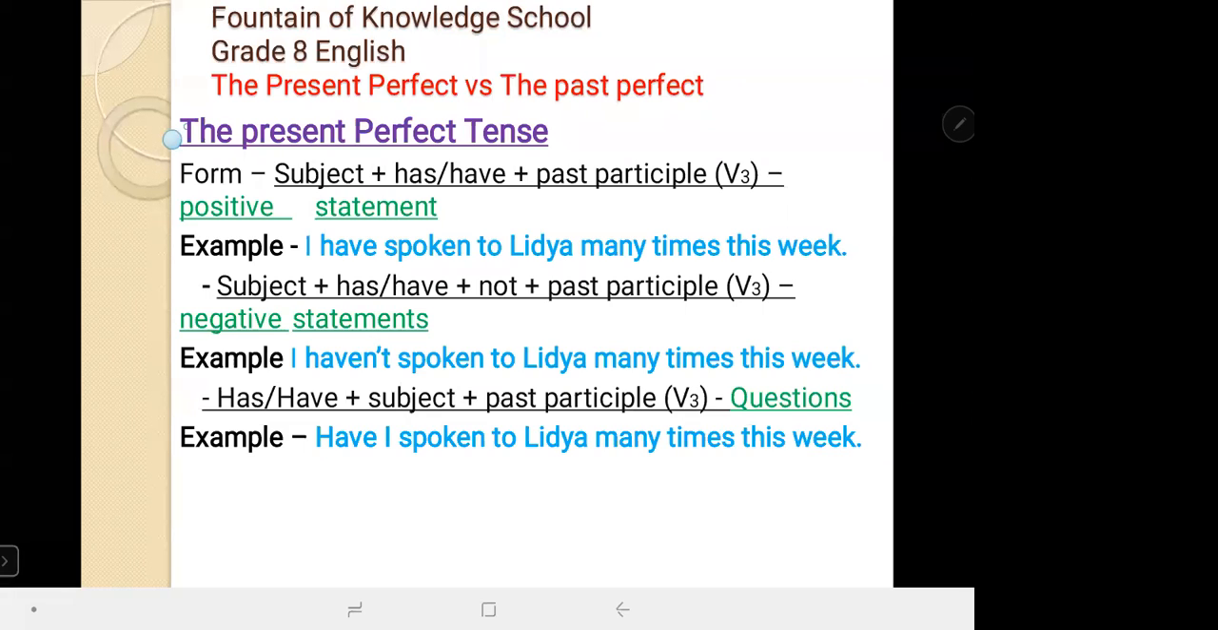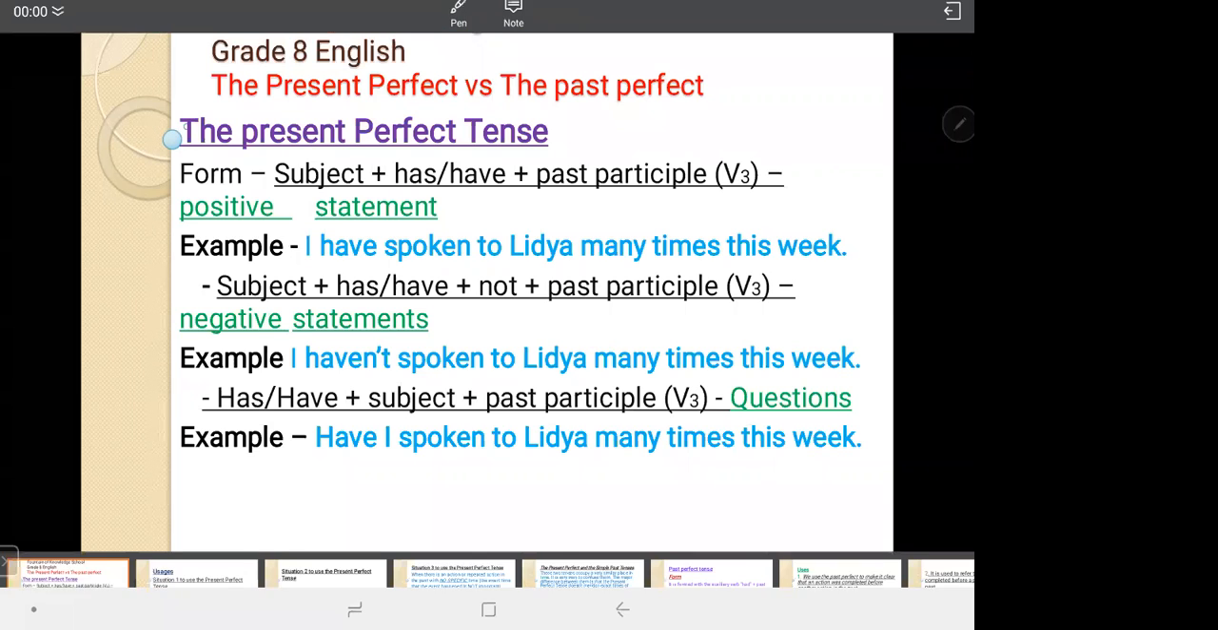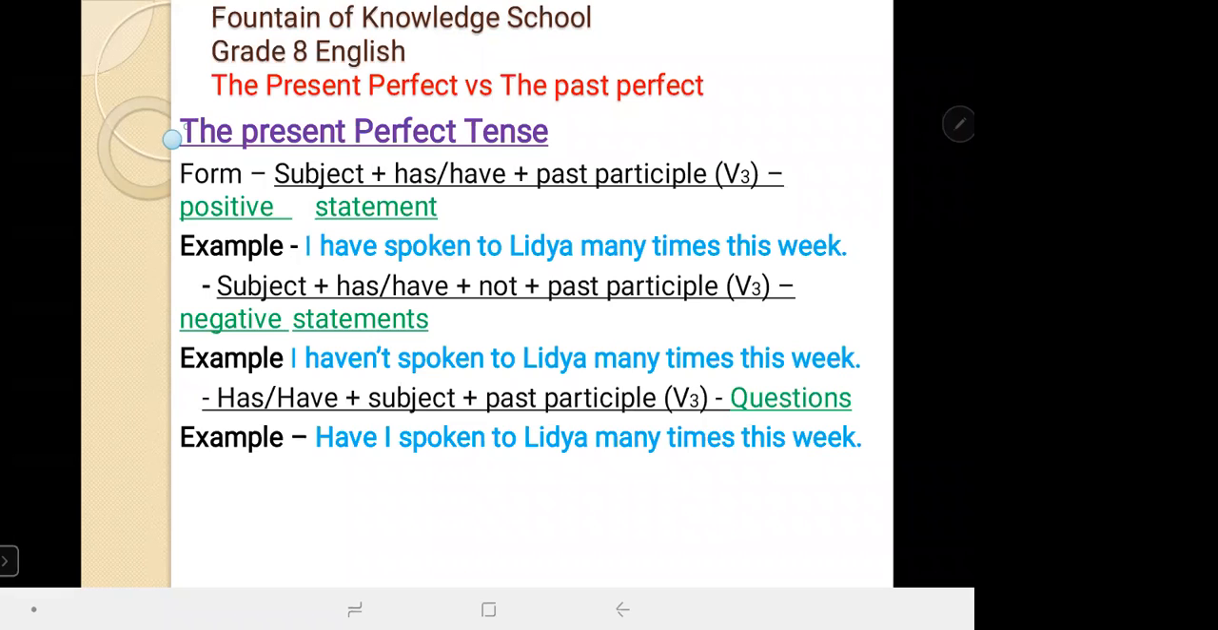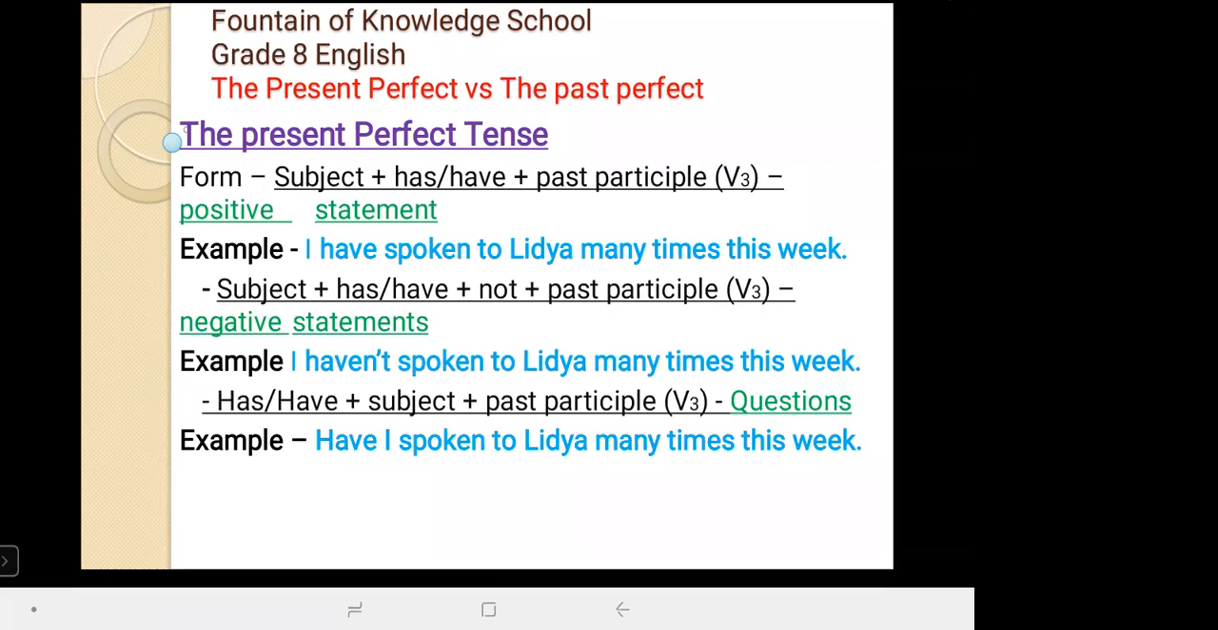Present perfect tense, if you want to form the positive statement, you have your subject, I here. Have spoken is the present perfect form because we use has or have, and I is a subject that takes have. I have spoken to Lydia many times this week. So you have the subject, you choose has or have according to your subject, and then you use the verb 3 form of your main verb. Verb 3 means past participle, and as I said earlier, you need to have a helping verb.